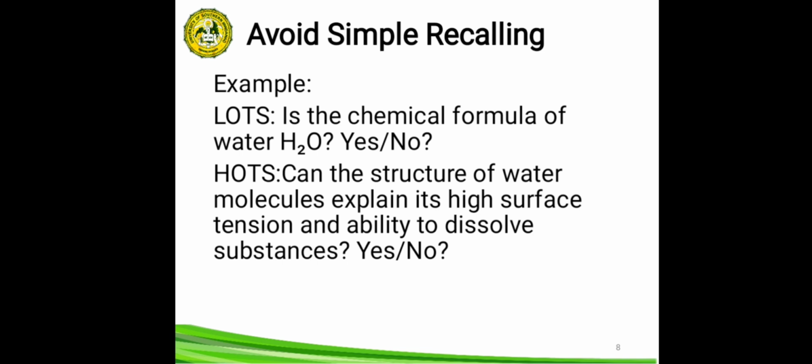In the lower order thinking skills, you can see it is just a basic recall. It will not develop students' deep understanding about the topic. So to make sure that our students will develop higher order thinking skills, we have to create a question that will enable them to analyze and at the same time evaluate. So it is very important to avoid recalling.